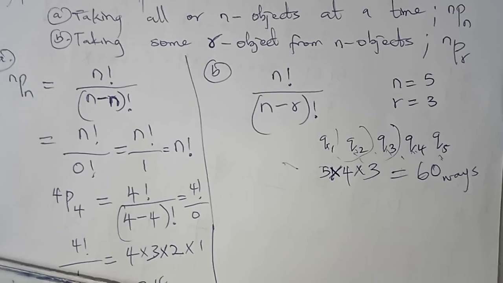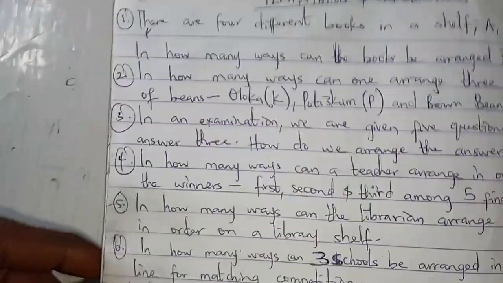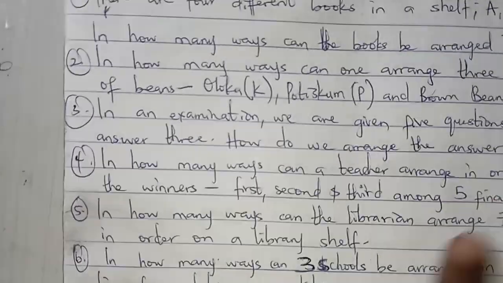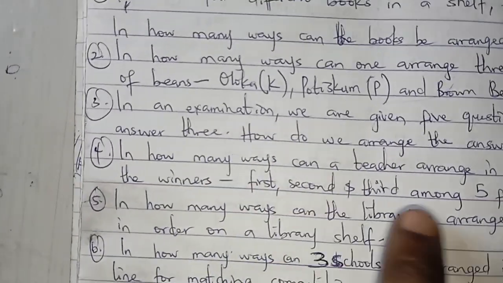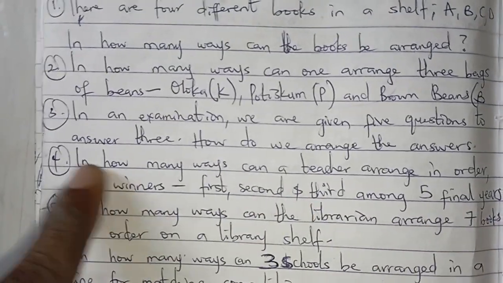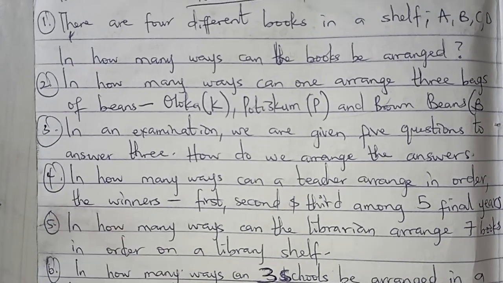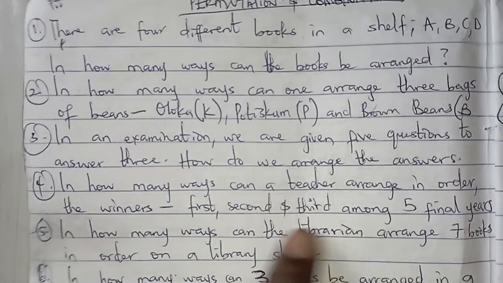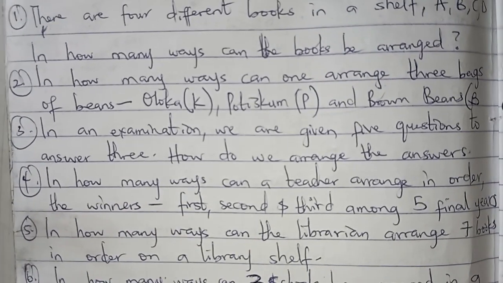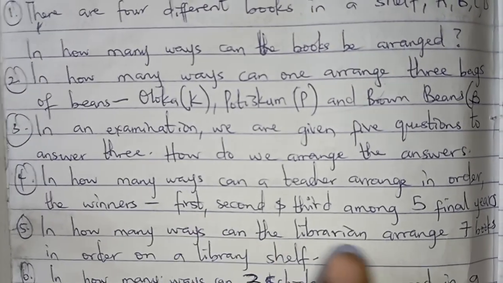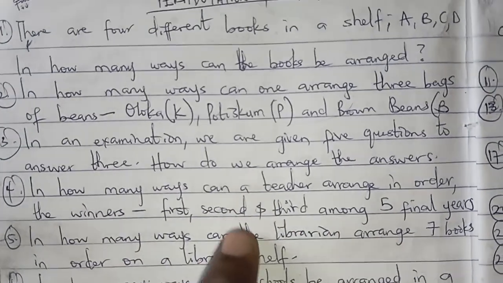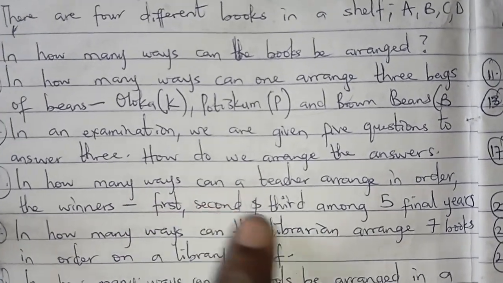Very simple. Now, they asked me again, they said, in how many ways can a teacher arrange in order the winners, first, second, and third among 5 final years? If he has 5 final years before him, that is question 4. Even these questions are very simple. They're even giving you a range. There are some that they will not put a range. You just need to know it. They say first, second, and third. He has 5 final years. Then he has to do 3 things. Give first, give second, give third.